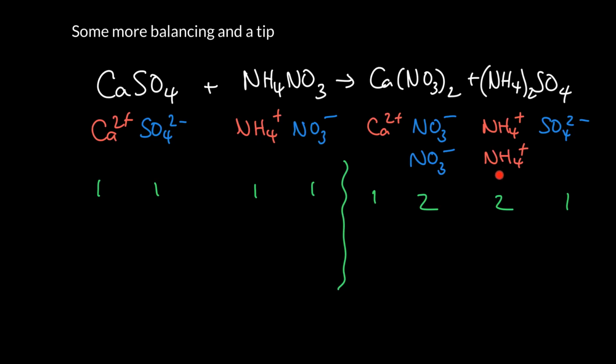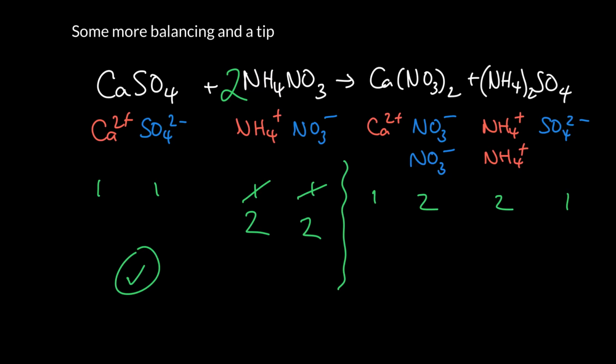Of course, if you need 2 ammoniums, you can change this coefficient here to a 2, and it gives you 2 ammoniums. And since there's now a 2 in front of the whole thing, there's 2 nitrates. So actually, this is balanced at this point. Now, if we kept track of oxygen and nitrogen and hydrogen, we'd probably go crazy. But by looking at the polyatomic ions, it's much, much easier to keep track of.